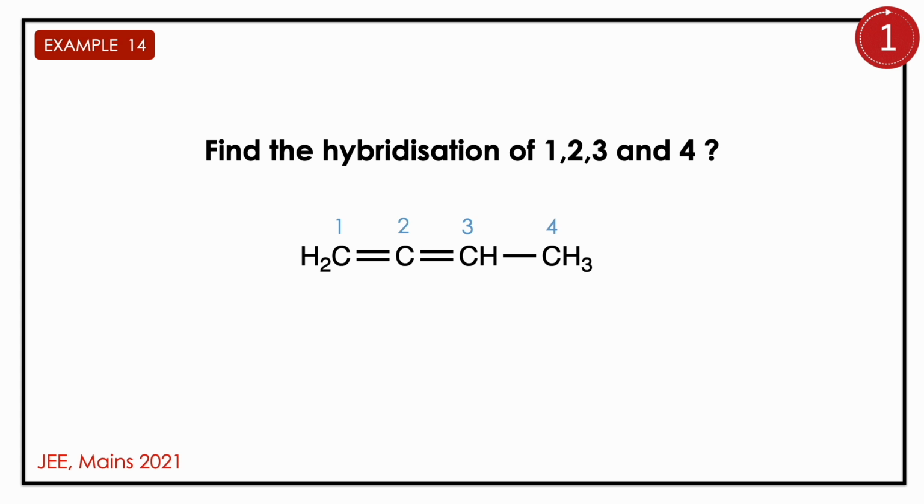Then the next example: find the hybridization of 1, 2, 3, 4. That is the compound with 4 carbons and 2 double bonds in a cumulative way. You should find the hybridization at each position.